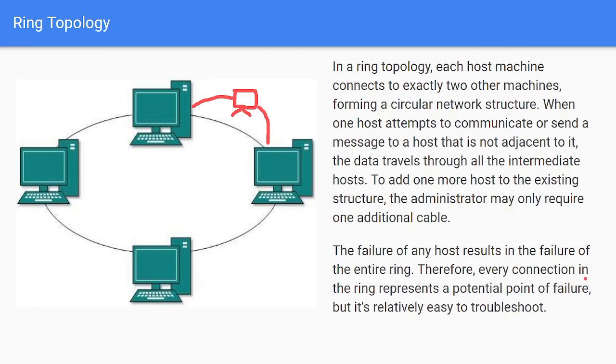The failure of any host results in the failure of the entire ring. Therefore, every connection in the ring represents a potential point of failure, but it's relatively easy to troubleshoot. So basically, if for example this has an issue, the whole ring will stop working. If that has an issue, the whole ring will stop working.